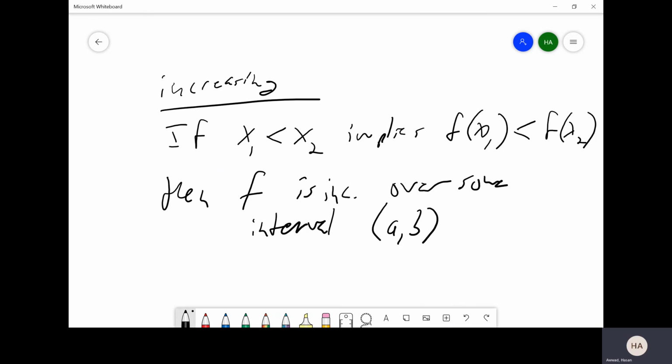Okay. Also, the way that we define the interval is by the x values. So if we're saying that it's increasing over the interval, let's say from -1 to 4, we're talking about the x values, -1 to 4. We're not talking about the y values.